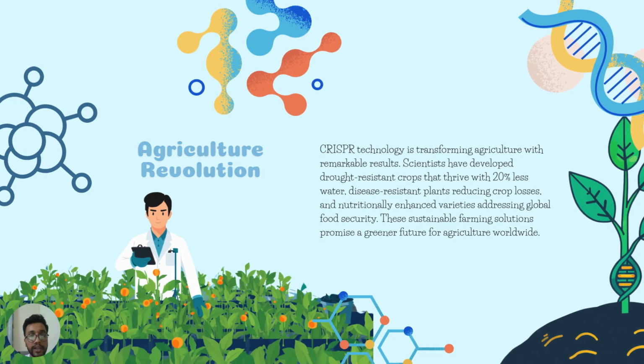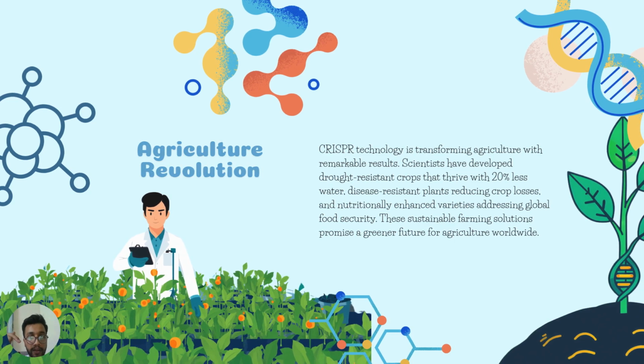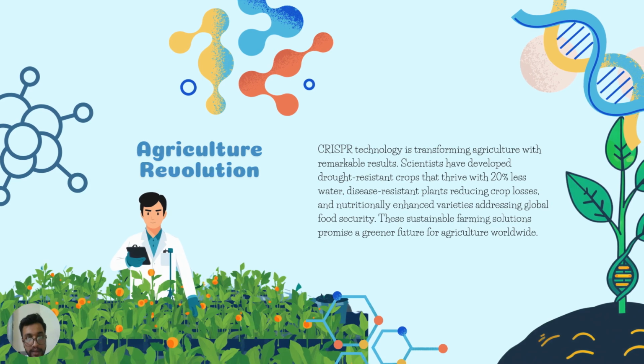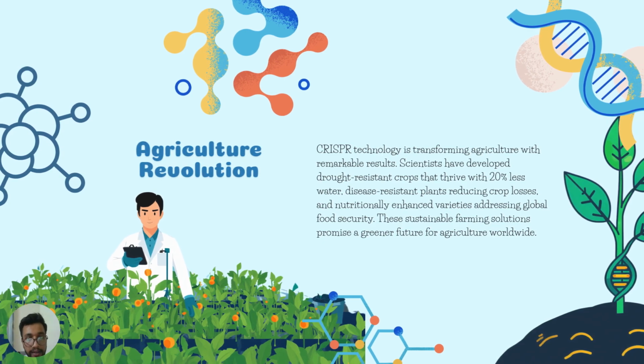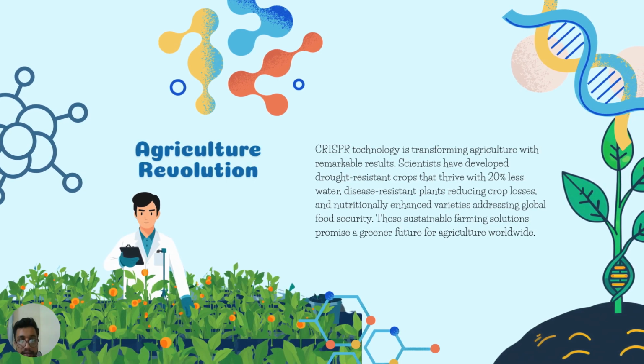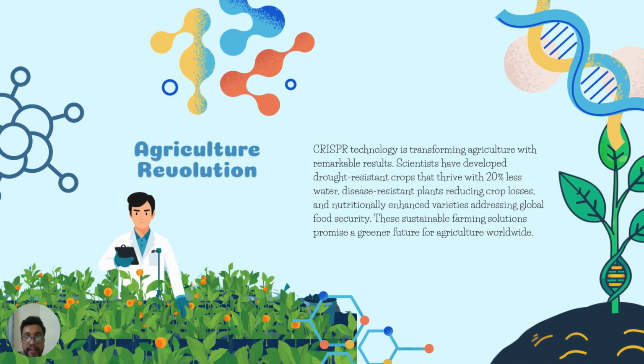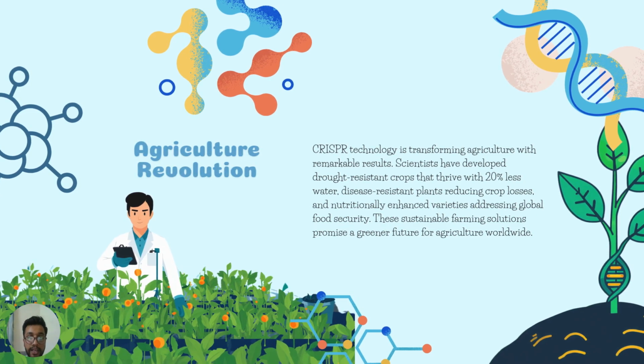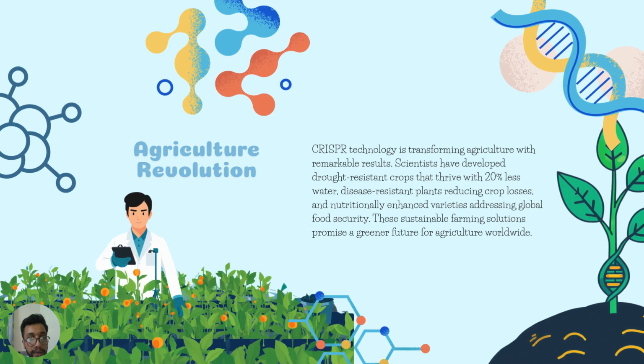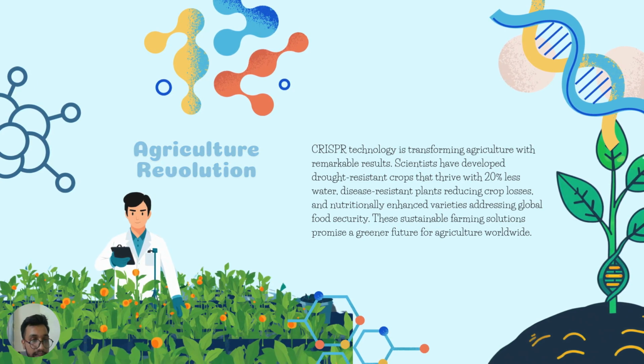Scientists have successfully engineered drought resistant crops that thrive with 20% less water, developed plants naturally resistant to devastating pests to slash chemical pesticide use, and created nutritionally enhanced crops. This is how we build a sustainable food supply for a growing global population.